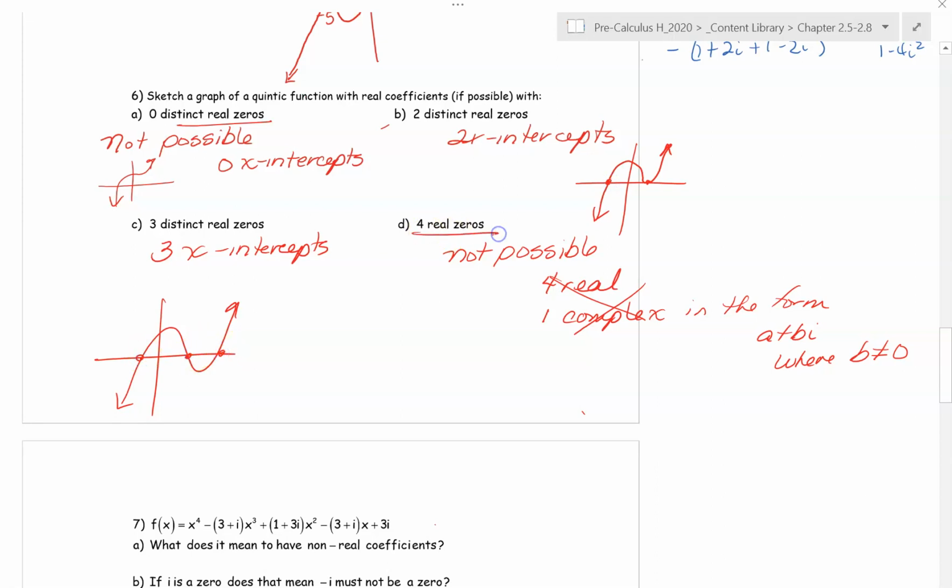Now this one's interesting. Notice you won't have 4 real zeros because you have a total of 5 zeros. And remember, the complex zeros a plus bi, where a and b are real numbers, where b is not 0, so it has an imaginary part to it. Notice that those complex zeros would come in pairs. They would have the complex conjugate because, again, we're saying real coefficients. So D is not possible.